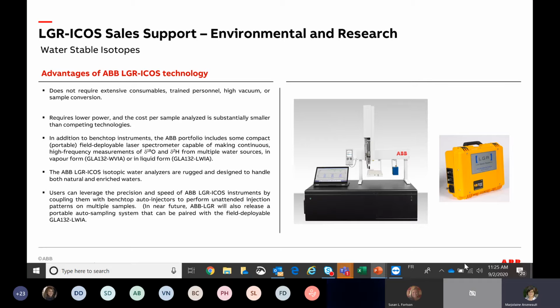And finally, the user can leverage the precision and the speed of the instrument by coupling them with a benchtop auto injector we talked about many times here, to perform unattended injection patterns on multiple samples. And good news, in the future, we'll also release a portable auto sampling system that can be paired with the field deployable analyzer.